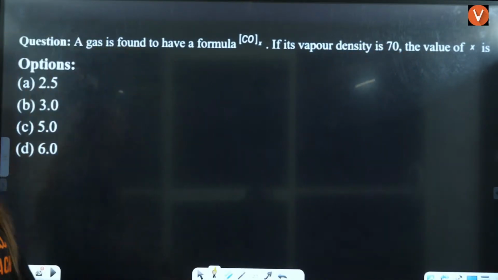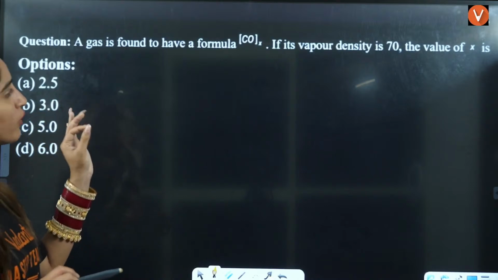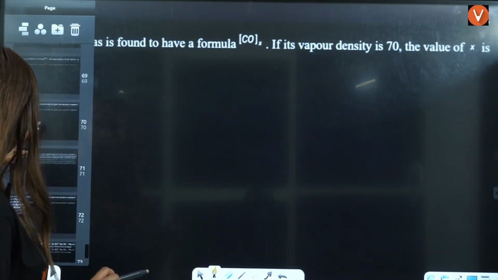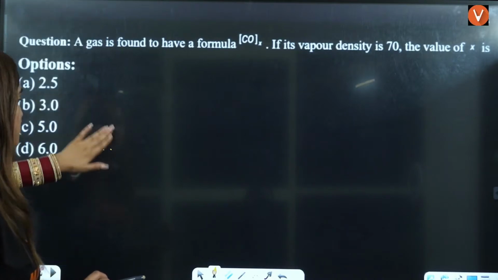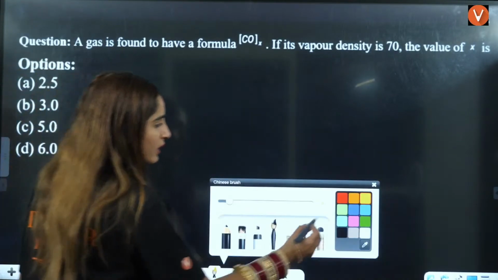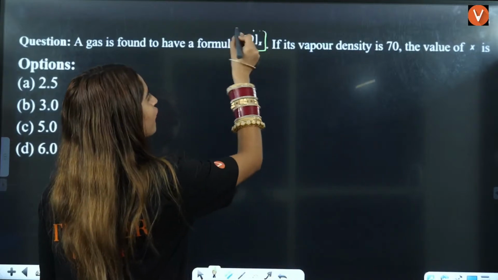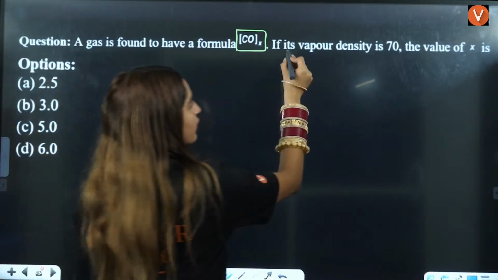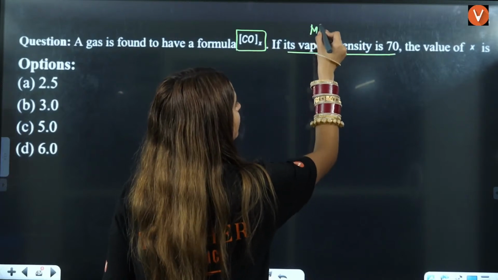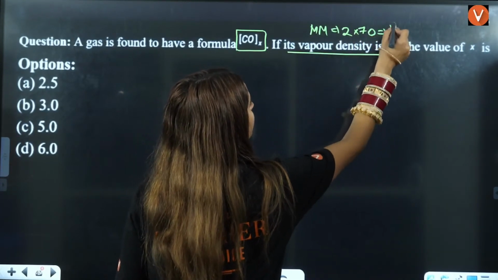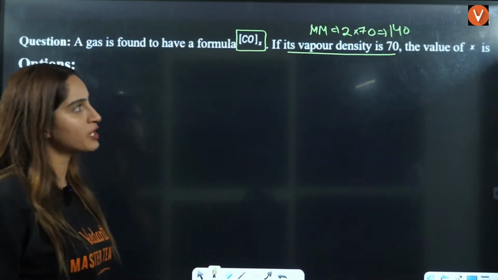Okay. So a gas is found, very interesting question. Beta, I think we are left with only three questions. A gas is found to have a formula, very important. This is the formula of the gas. Its vapor density is this. Beta dekho, if its vapor density is this, then molar mass will be 2 into vapor density, that is 140.